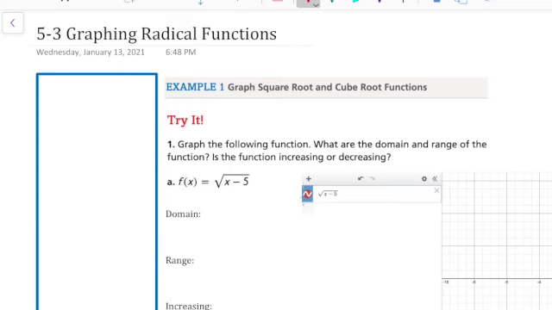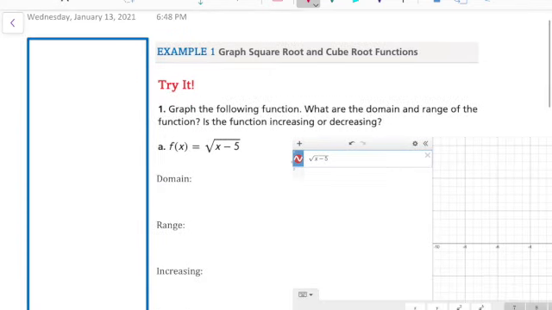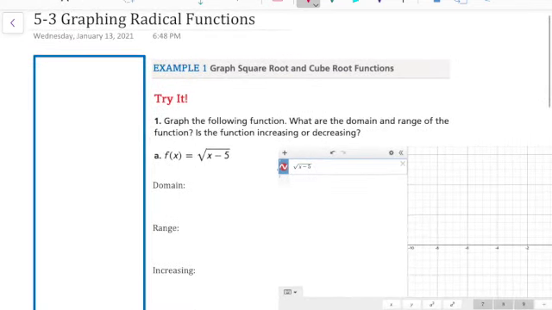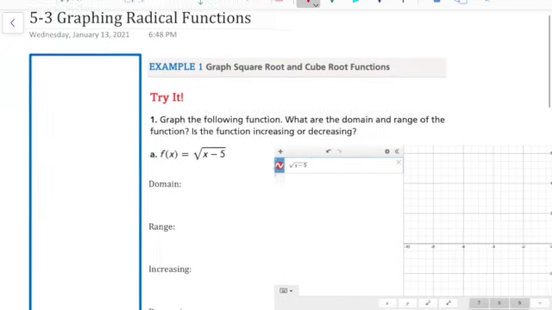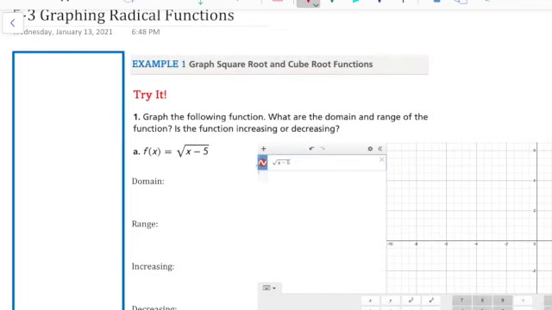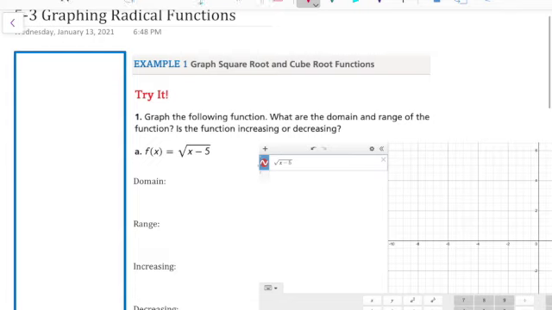5-3, graphing radical functions. When we graph a square root function, we can remember all of our translations from before. Remember when last semester we would graph something and talk about how it shifted right, left, up, down, all the crazy things. That is still true. That can still happen. So that's what we're going to look at today. What does that look like with a radical?